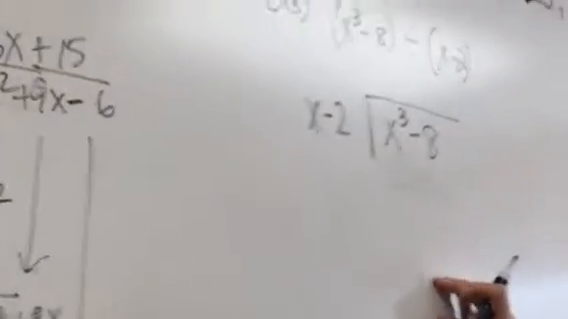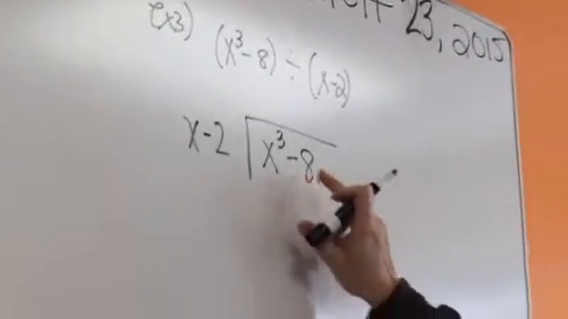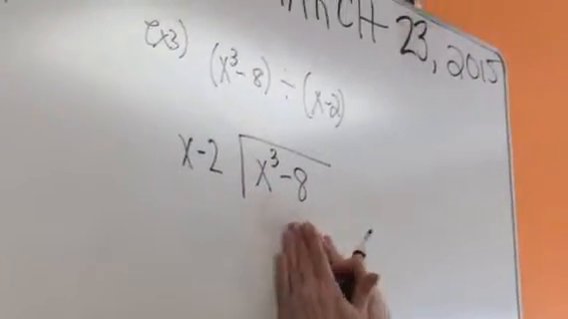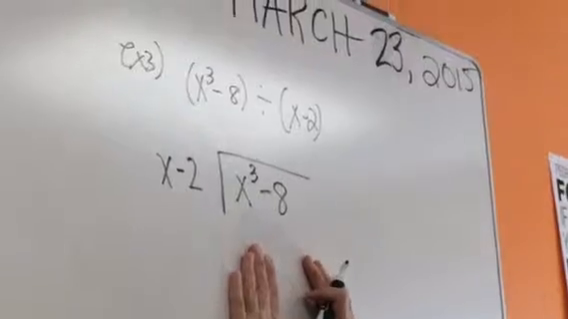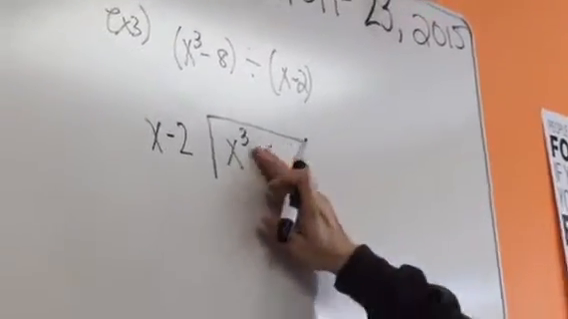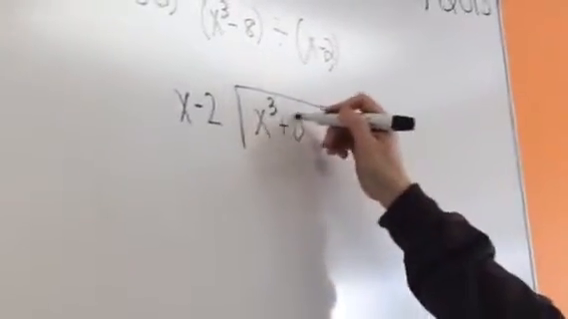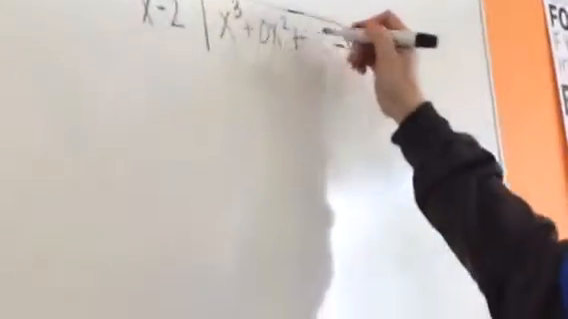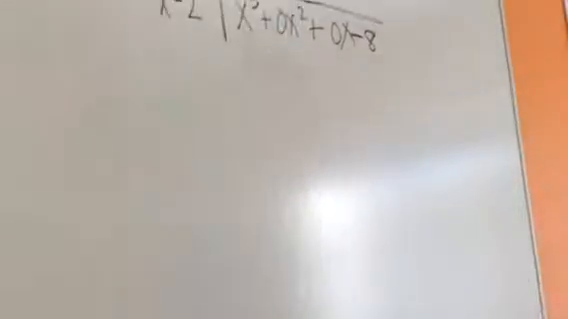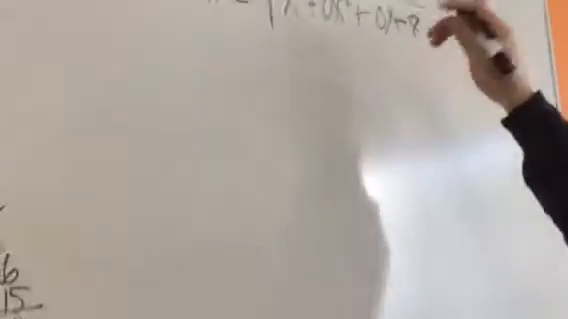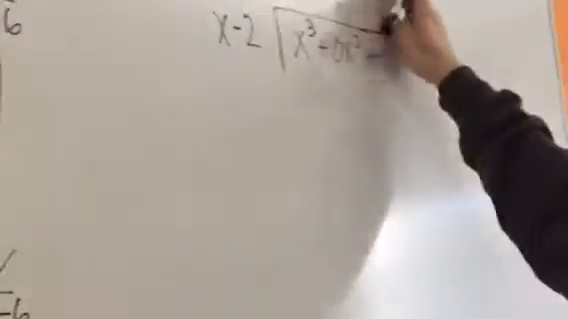Okay, so what's going to happen, because I don't have an x squared and an x, I actually have to hold those place values. So I'm going to write the minus 8 over here, and I'm going to write plus 0x squared plus 0x minus 8. Now I can go ahead and do this. I'm going to just erase my problem up here.